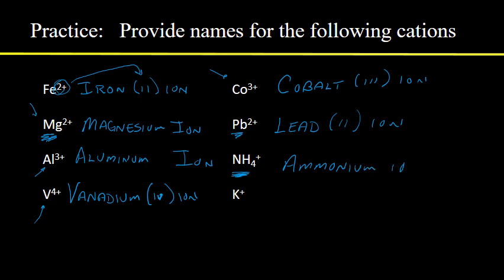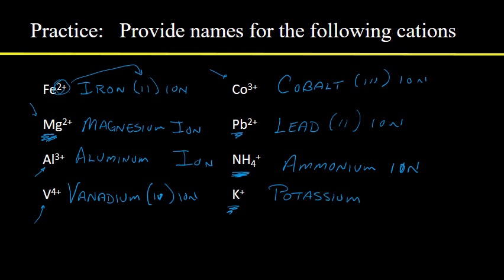And this one is the ammonium ion. And our last one here, K with a +1 charge. K, we should know, is potassium. So this is a potassium ion with a +1 charge.